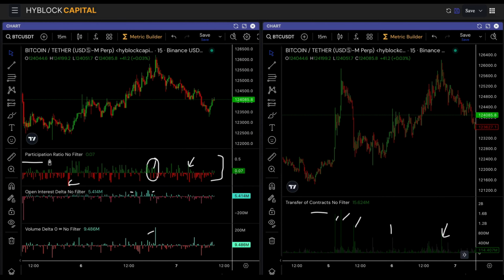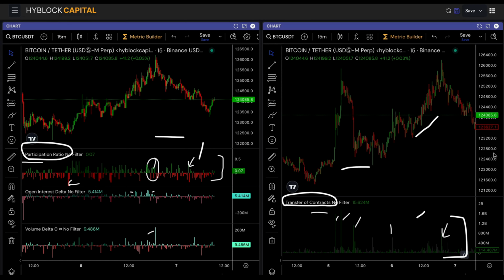To sum it up, participation ratio tells you how much of the trading volume comes from new participants, helping gauge sentiment and trend strength. Transfer of contracts shows when contracts are being exchanged without affecting open interest, helping you identify phases of accumulation or distribution. Together, these indicators give traders a clearer view of market behavior beyond just price action.